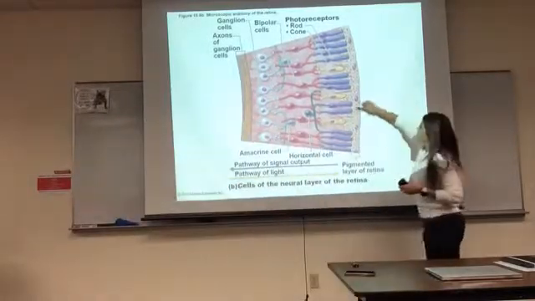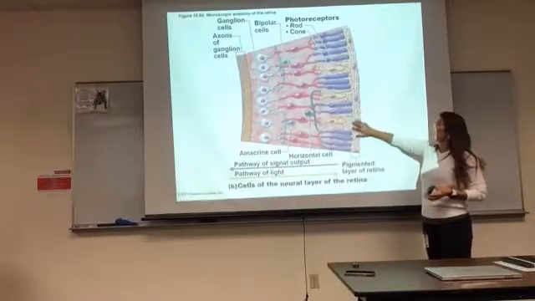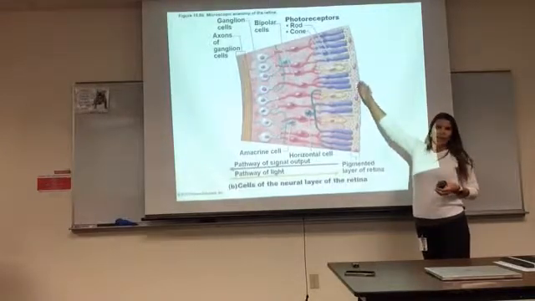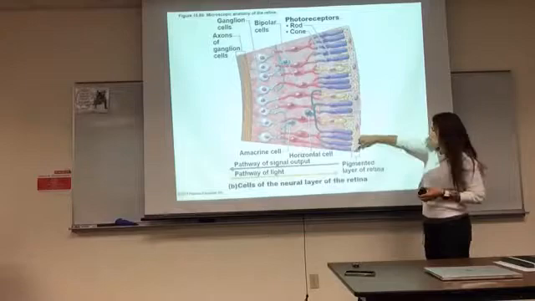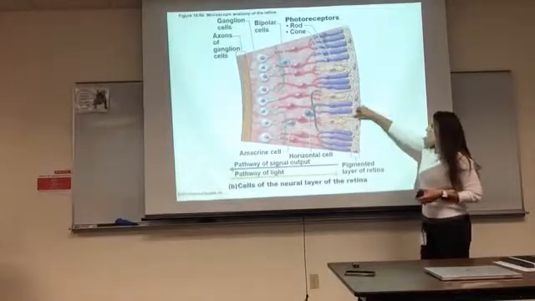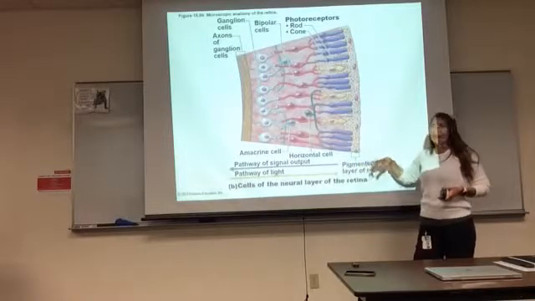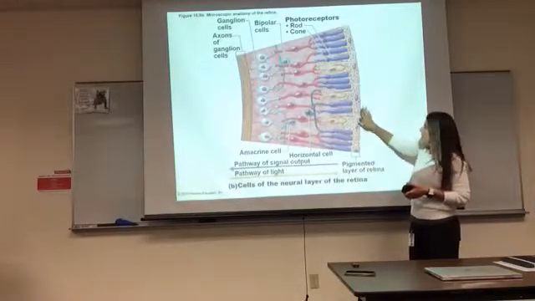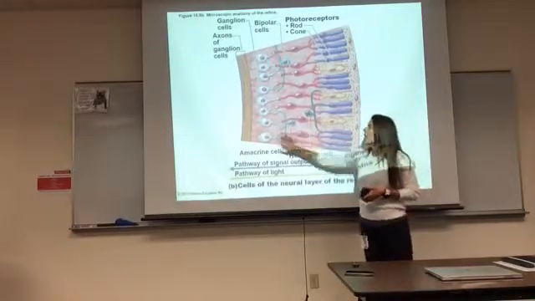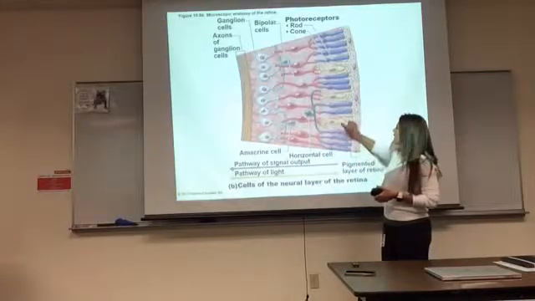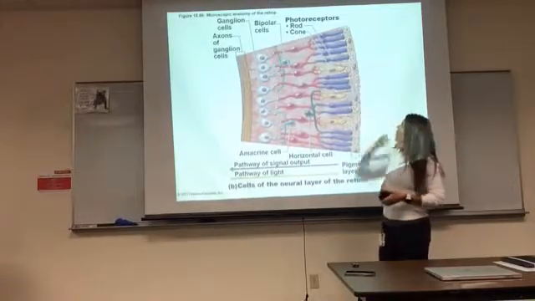Here's my pigmented layer. It's literally one cell thick, and it says that in the description. So this is one cell, this is one cell, and they each have their own nucleus. So you can see that they're just one cell. And then here are my rods, and then these are my cones. Do you know why we call them rods or cones?